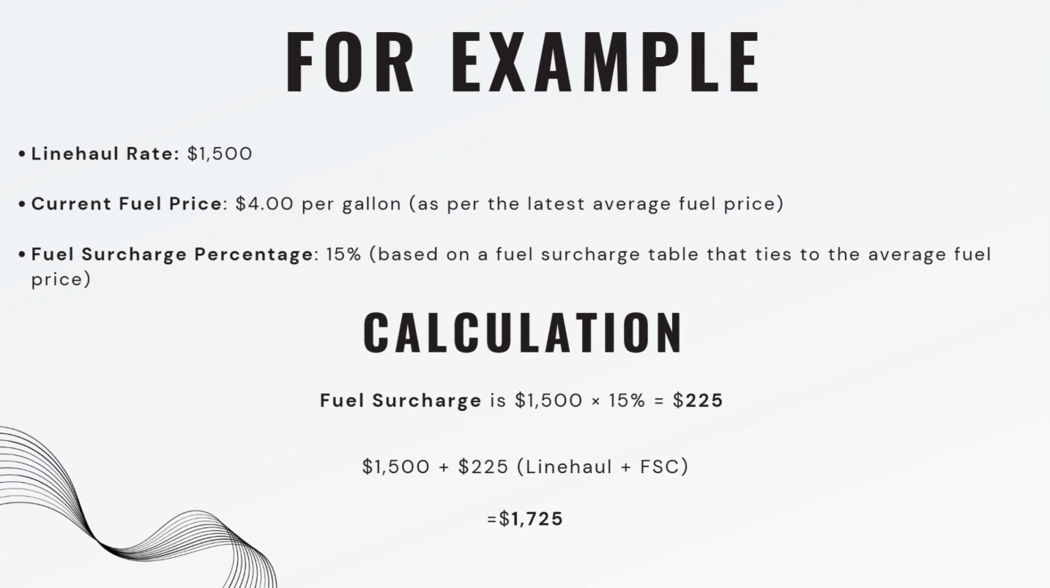So for example, let's say that the linehaul rate is $1,500, the current fuel price is $4 a gallon, and the fuel surcharge percentage is 15% based on a fuel surcharge table that ties to the average fuel price. So the calculation will look like this. The fuel surcharge is 15% of $1,500, which is $225. So the linehaul is $1,500, the fuel surcharge is $225, and now the new total before the additional accessorial fees is $1,725 for this rate or lane.